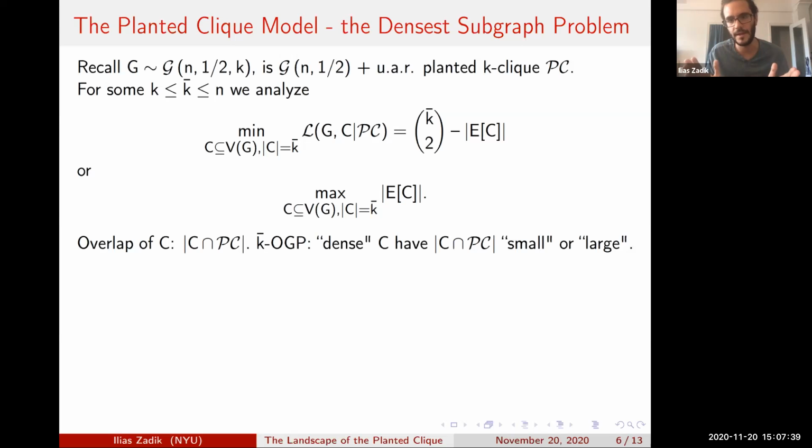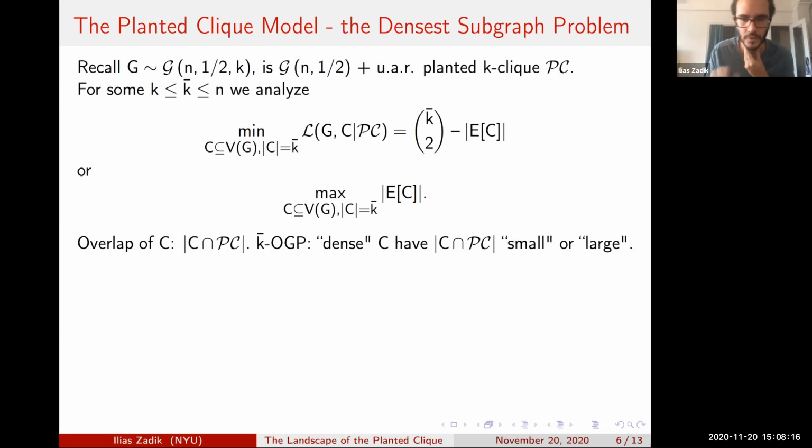It says the following mathematical question. When does this property appear? That the nearly densest subgraphs of vertex size K bar, and by dense I mean edge dense, are either the ones that overlap with the clique a lot, so they are dense because they happen to contain a lot of Planted Clique vertices, or they are the ones that use very few Planted Clique vertices and use a lot of the randomness. Essentially, this is the question of the dichotomy of the overlap property: the bad landscape appears because you are dense either because you use a lot of the randomness or a lot of the Planted Clique, and essentially there are gaps in between.